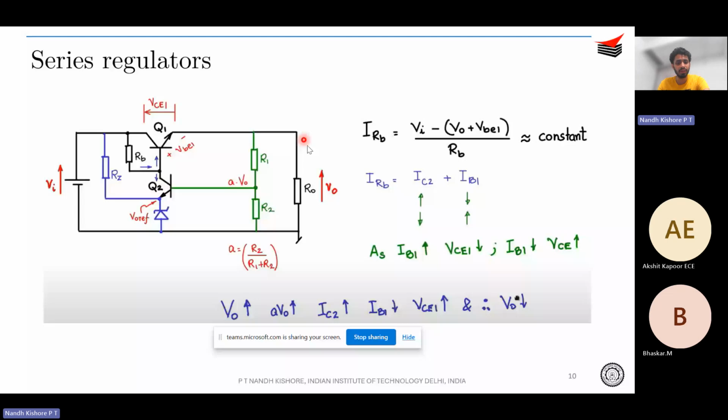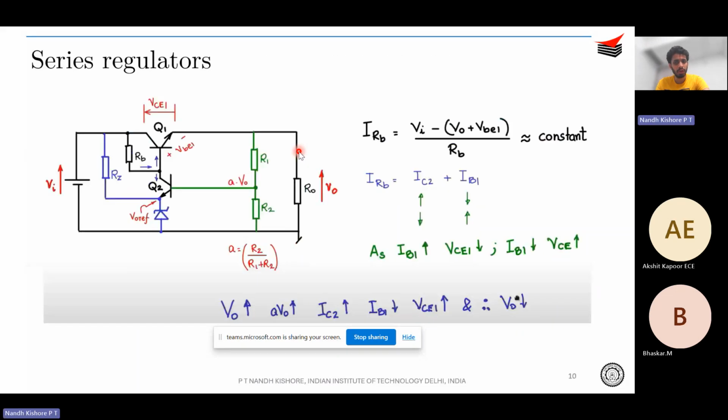You can also do the other way. If your V naught decreases, then AV naught decreases. Therefore, you will see that the base current of Q2 decreases. Since base current of Q2 decreases, the collector current also decreases. Since IC2 decreases, IB1 increases. If your IB1 increases, the transistor will conduct with lesser drop, right? So VCE1 reduces. Since VCE1 reduces, V0 increases. Okay, simple operation, right? It's a very good feedback and correction mechanism implemented using BJTs.